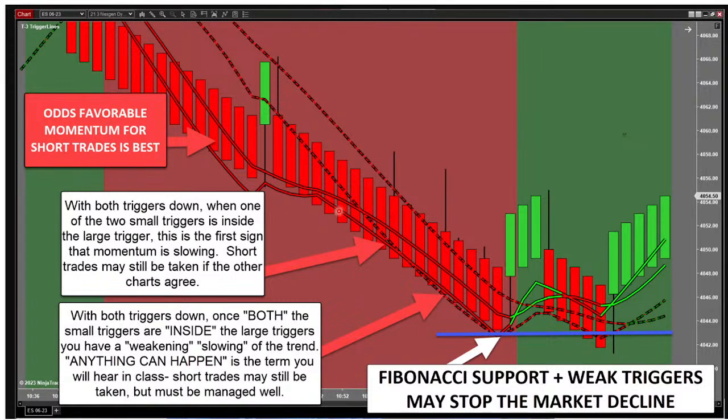As the small triggers come back and one of the lines gets inside of the large triggers, this is the first sign that momentum is slowing. So short trades can still be taken, but the other charts have to agree. You've got to rely on your chart reading to make sure that everything lines up and is good. And then when both triggers are down, once both of the small triggers are inside of the large triggers, this is a weakening or a slowing of the trend, guys, and anything can happen up or down.